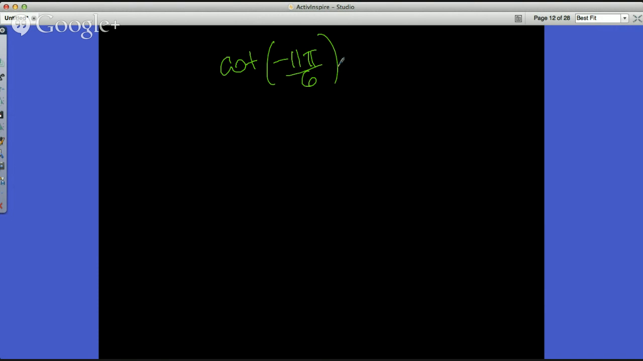Should you make it into a degree? That's what I would do. I would change it to a degree to where now it's cotangent of -11. What do you plug in for pi there? 180 should go in for pi, and this should be divided by 6. So 6 goes into 180 how many times? 30. Good. So 30 times -11 is?